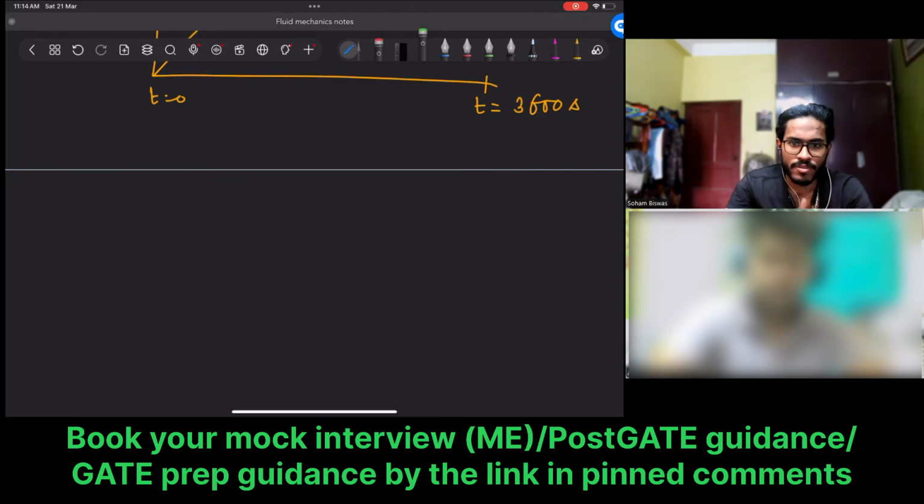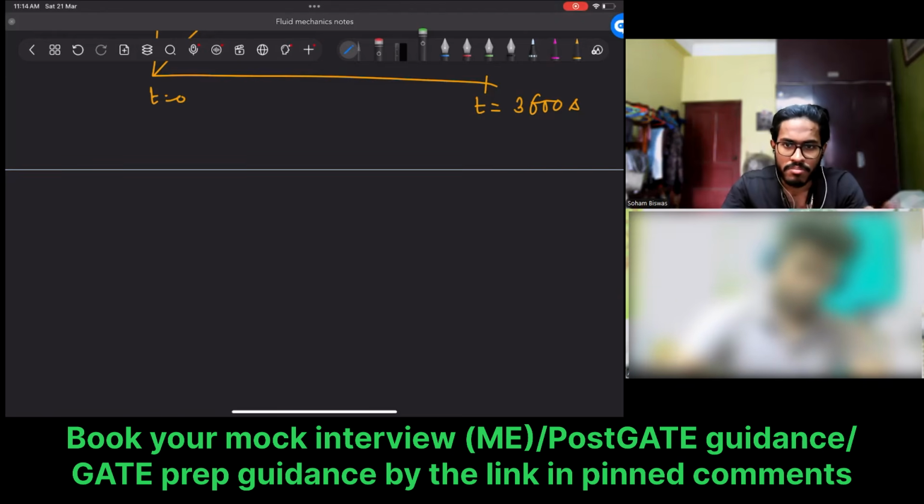Mass versus time. That is, the mass inside the beaker versus time.